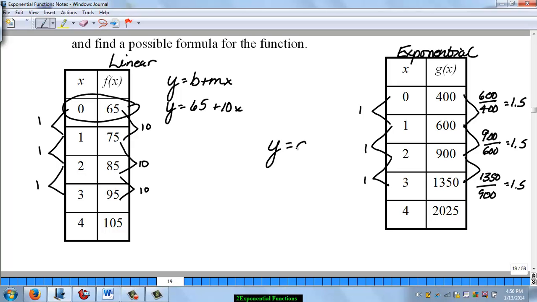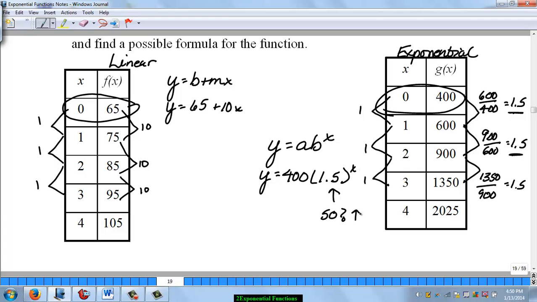So the formula is a b to the x. Now the only reason why I know this is my growth factor is because this is a 1 here. This doesn't always happen. It's cool here. This is my initial value. So I have y equals 400, and my growth factor is 1.5 to the x, which means it's actually growing 50% each time, because if I subtract the 1, it's growing 50%.